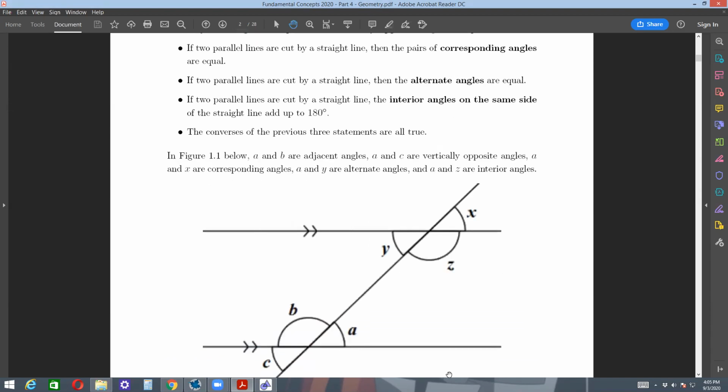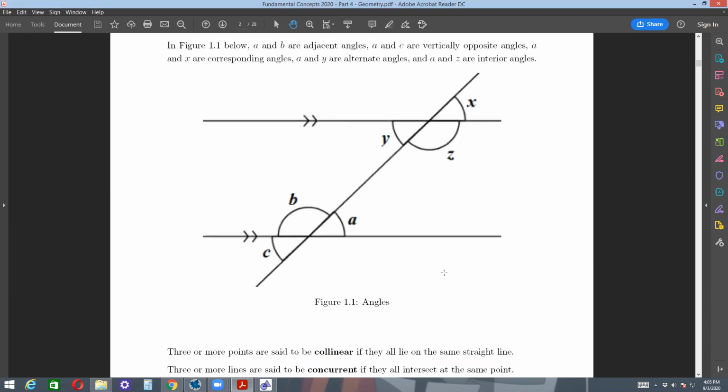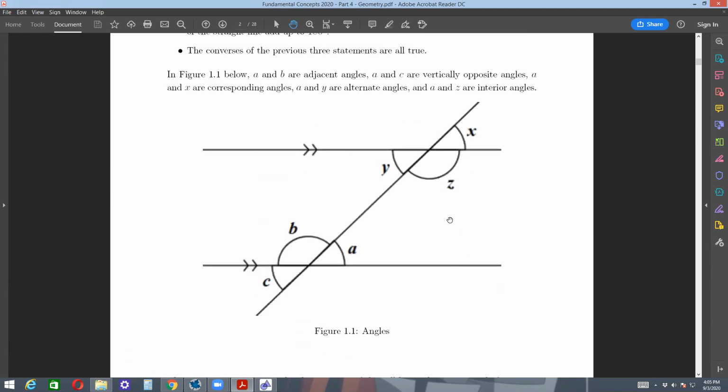So if you have two parallel lines, so basically, this thing. If you consider the angles A and B, those are adjacent angles, and adjacent angles add up to 180. A and C are vertically opposite, they're equal, similarly to X and Y. A and X are corresponding, similarly Y and C are corresponding angles, so they're equal. And A and Y are alternate angles, they are equal. Similarly, B and Z are alternate angles.